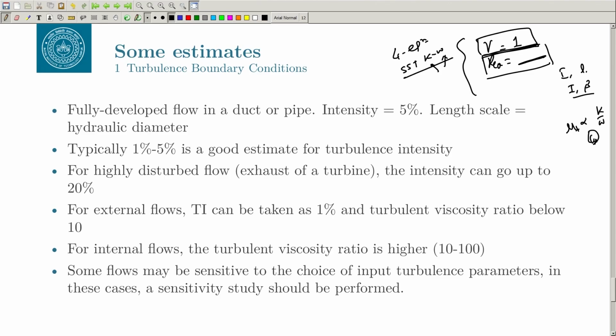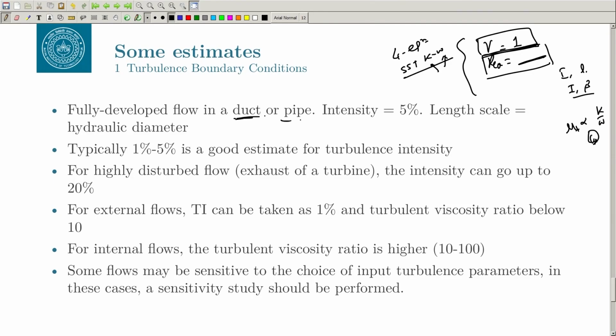Now, some estimates, because not always will you have the values available with you. Even the turbulence intensity value, let us say in some experiments you did not measure that, then you do not have the precise value. So you have to make some estimates. How do you make those estimates? For example, if the flow is fully developed in a duct or pipe, typically you can take the intensity as 5% and the length scale equal to the hydraulic diameter, and you are likely to get a robust result in this case even if your length scale is lower than the hydraulic diameter. So this is how you do it for pipe and duct.